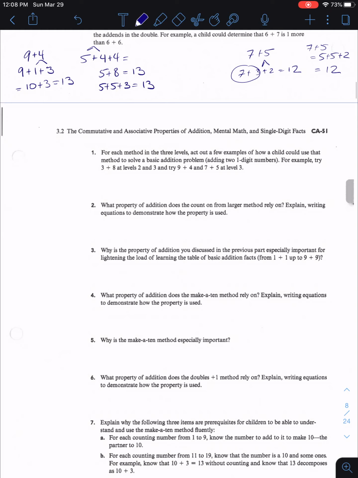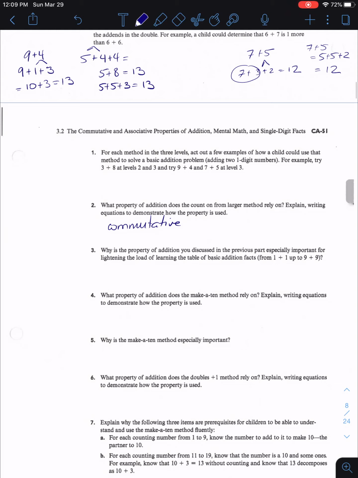So what property of addition does the count on from larger method rely on? Well, we talked about that. That's the commutative, because the students need to be able to understand that it doesn't matter whether you're adding 3 plus 5 or 5 plus 3, that the total sum is going to be still the same.